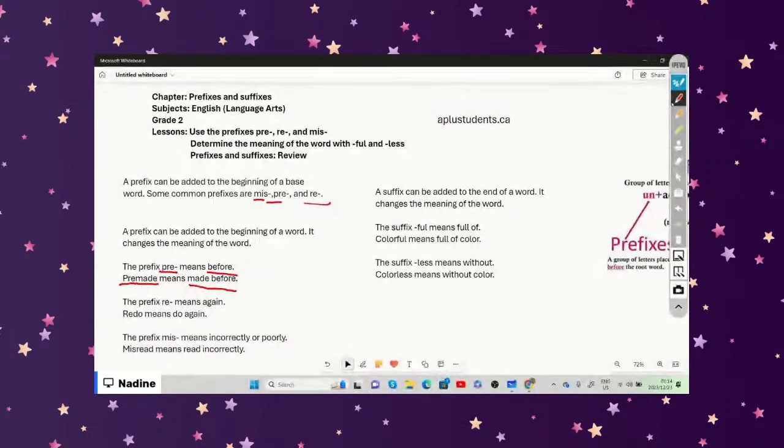If they are celebrating it on Saturday, then they can say you had a pre-birthday party, which means that you celebrated before your actual birthday, right? So pre means before.